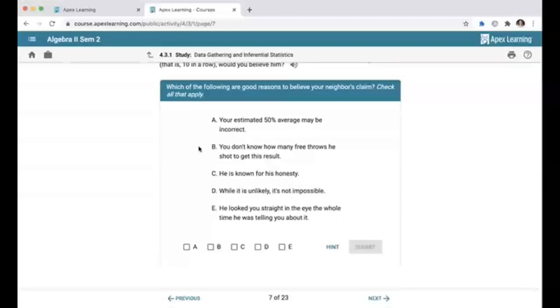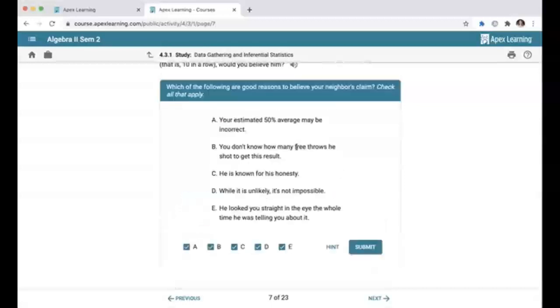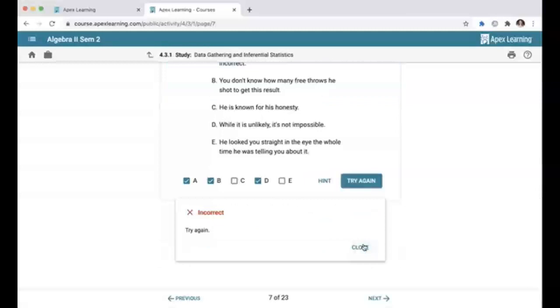So depending on who you are, you might choose different things here, right? You might be someone who's saying, oh, he's always been honest with me, and he looked me straight in the eye. And if I click on all of these here, it's going to tell me that nope, that's not correct. So maybe we take out the more personal things, like, he's known for his honesty, but maybe he's embellishing a little bit here, or he looked me straight in the eye, but that doesn't mean he was telling me the truth.